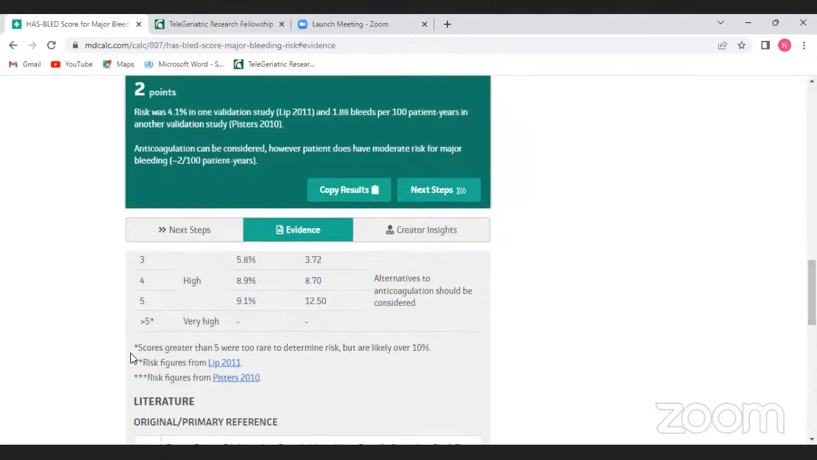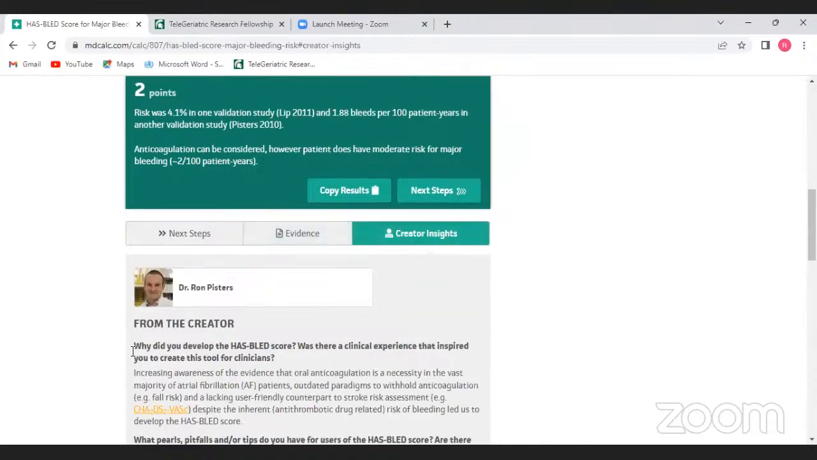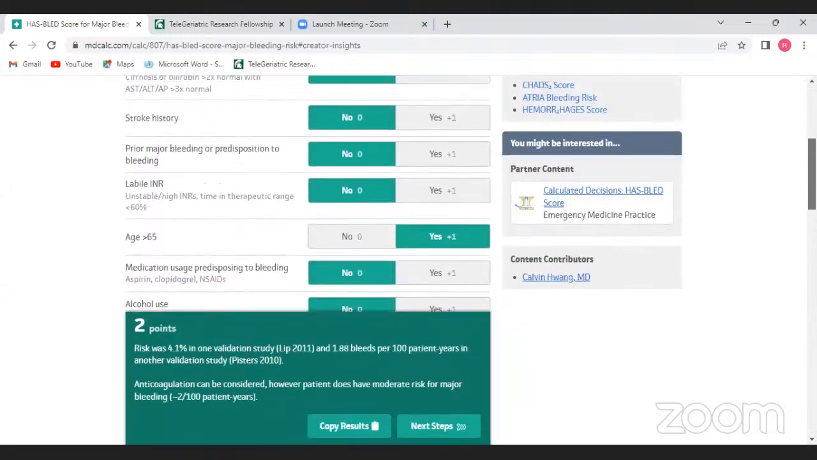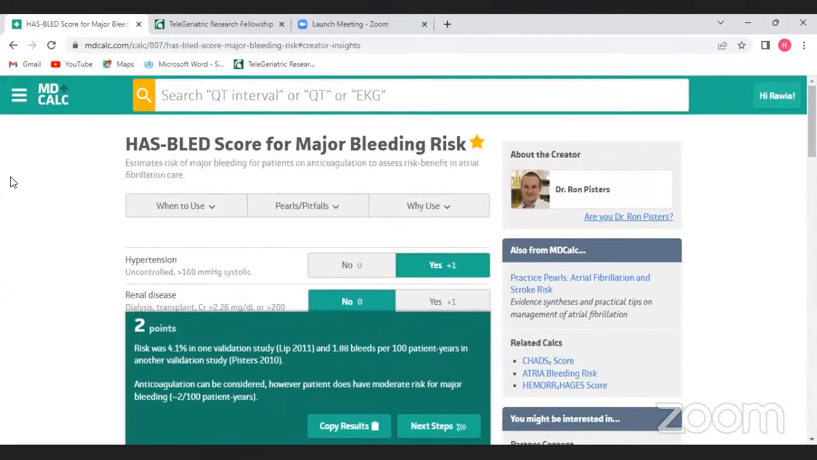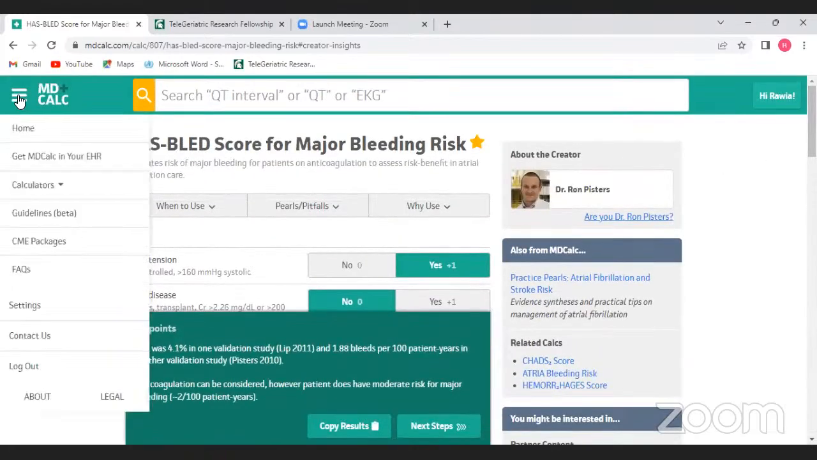And here we can find the studies, the links for the studies, if you want to take a look at that. Here we have the creator insights. The creator answers some questions regarding the score and what supports the use of this score. We went back home.